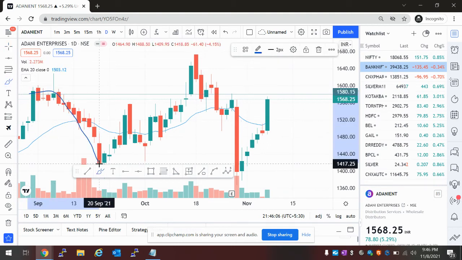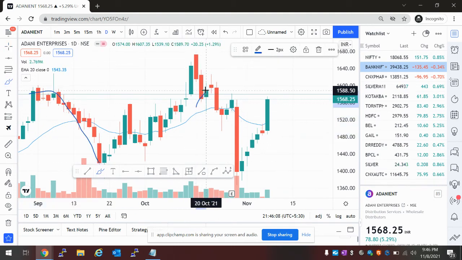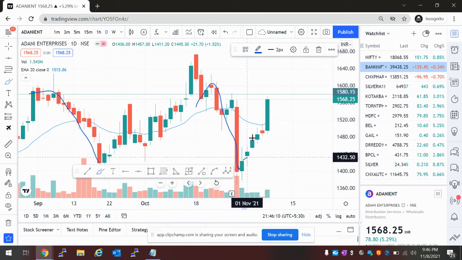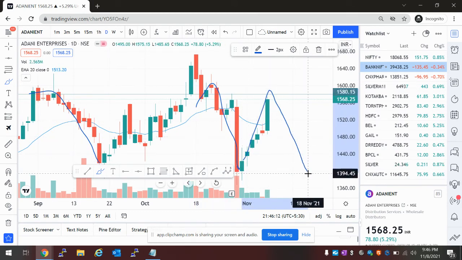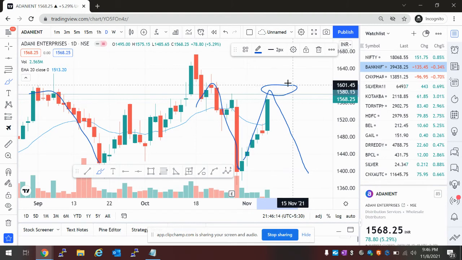Here it fell again, it came again, fell. Let's see. This one is going to be a testing point, 1580. Remember, today the high was 1575. 1570 to 1585 is the testing point. This is going to be tested tomorrow again, 1585.